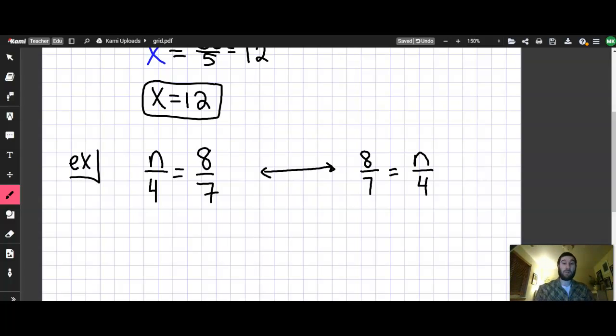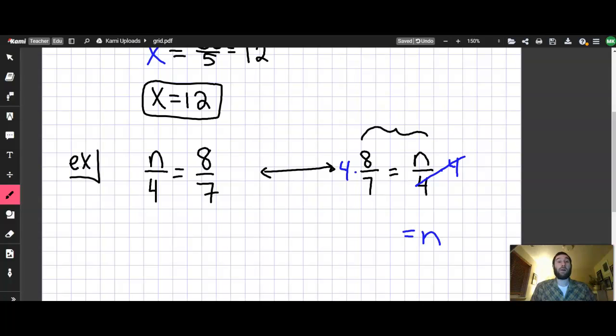I'm going to go ahead and solve this second problem that I wrote just to help illustrate how you can solve it doing the same steps, just looking a little bit different. First things first, n divided by 4. We want to undo that by multiplying by 4 on both sides. So multiply by 4, multiply by 4. The 4's on the side with the n cancel out. 4 divided by 4 is 1. So we're just left with the 1n equal to 4 times 8/7.